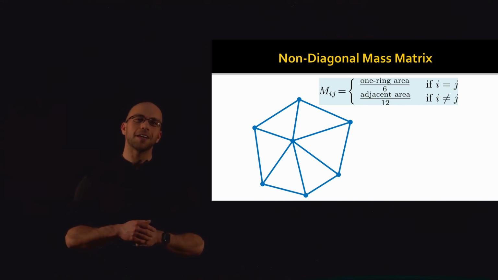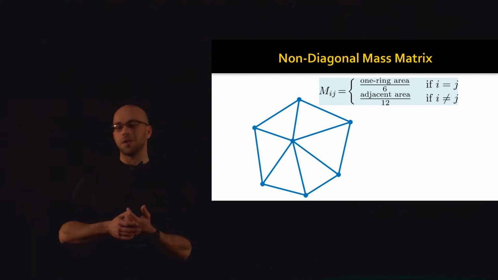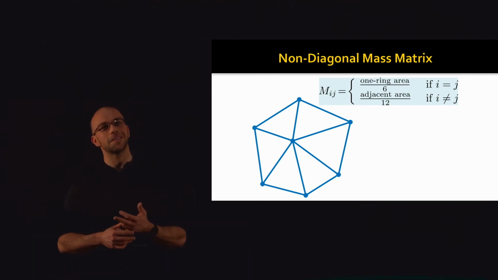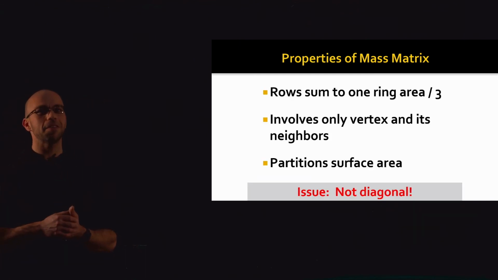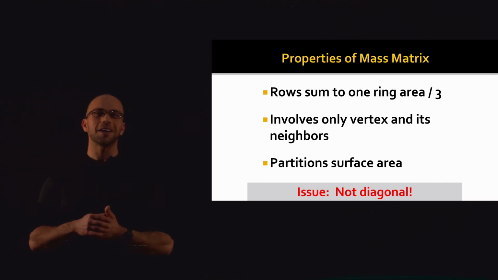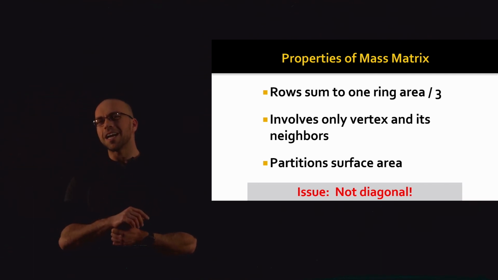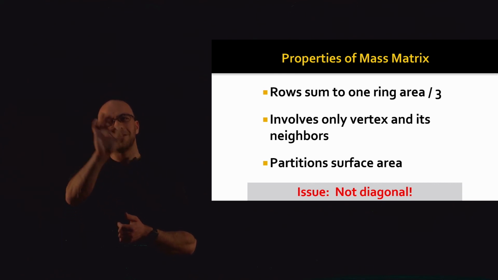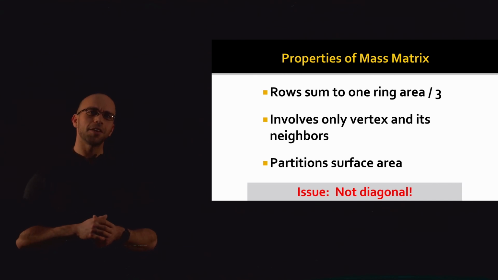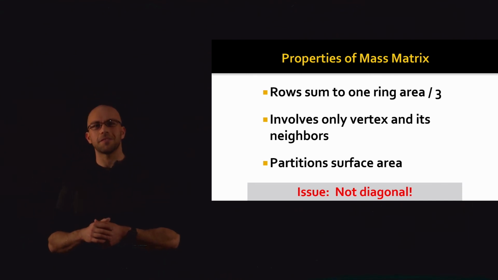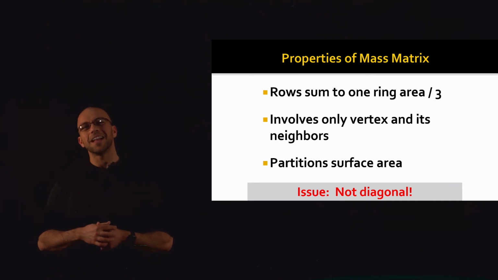So this gives us what you might call a non-diagonal mass matrix, or a consistent mass matrix. It has a lot of nice properties. In fact, one of my own research papers proves some nice things about this matrix. For example, one of the simpler properties is that the rows sum to the area of your one ring of a vertex divided by 3, which makes sense, right? Because it's like taking the area of every triangle and distributing it among the 3 neighboring vertices. It only involves a vertex and its neighbors, and it partitions up the surface area. If you sum up all the elements of this entire matrix, what you'll get is the surface area. I'll let you convince yourself of that at home.